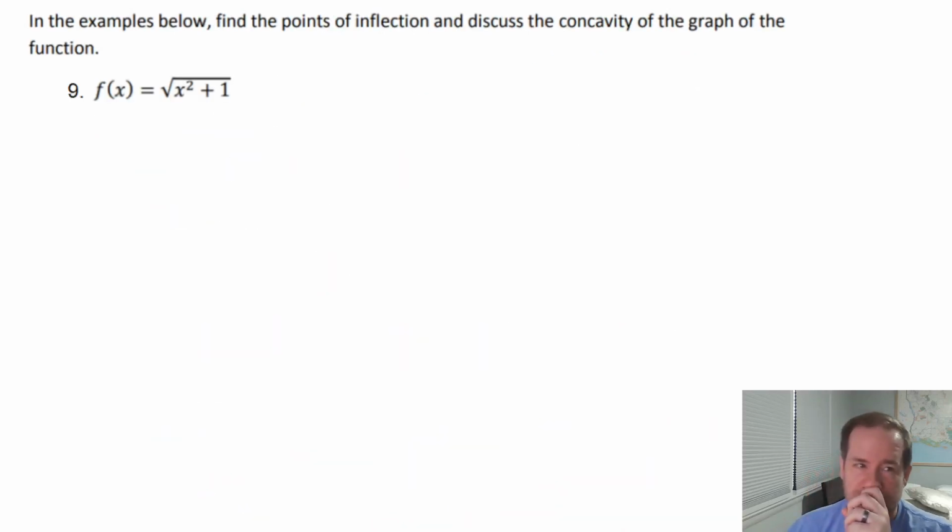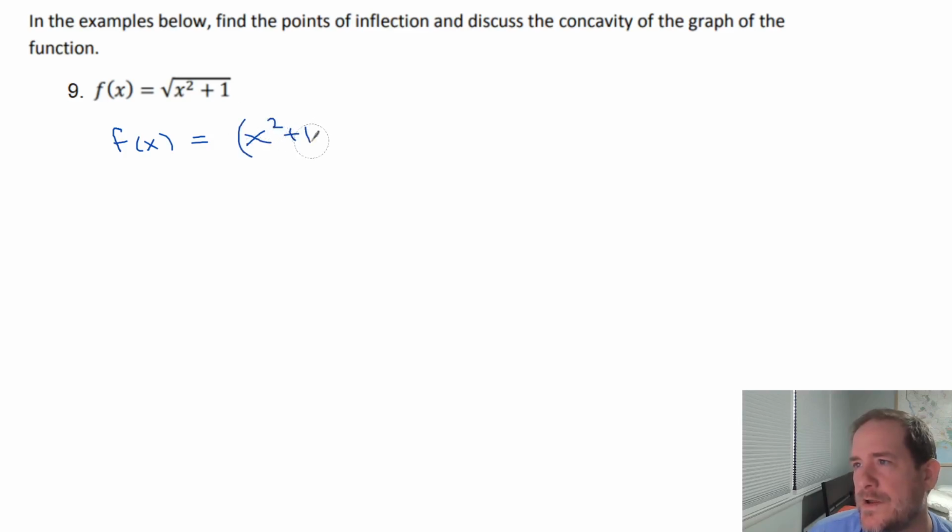Okay, 9. I think this one hopefully will be a little straightforward for us. We can go through this a little faster. For this guy, if I'm going to do the derivative, which of course I am, I would rewrite it first as a power function. So it'll be x squared plus 1 to the power of 1/2 instead of the radical. So now that I've rewritten it, I can do my derivative.